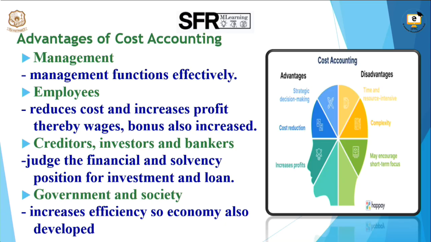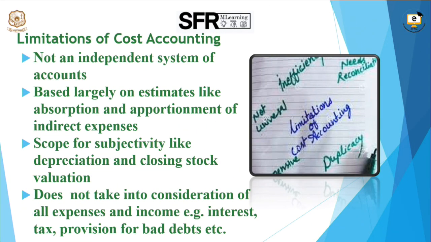So it is helpful to the government. Next we have to discuss what are all the limitations of cost accounting. It is not an independent system of accounts. It is based on estimates, like absorption of indirect expenses and apportionment of expenses on an estimate basis only. So there is scope for subjectivity on items like depreciation, valuation of closing stock, goodwill, etc. to be absorbed. So it is very ambiguous in the calculation.